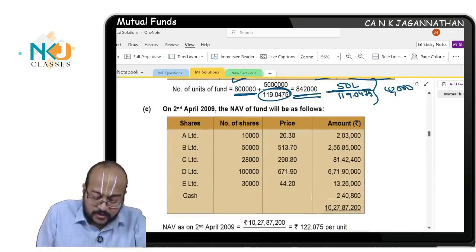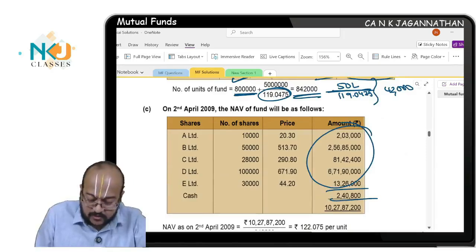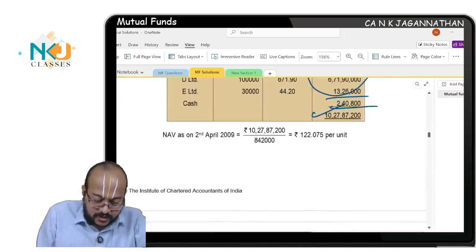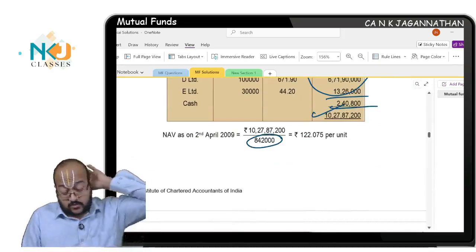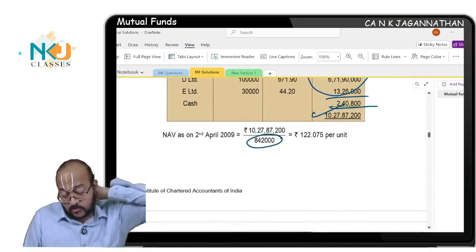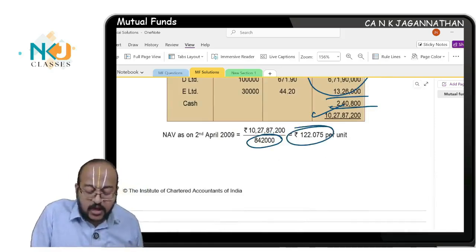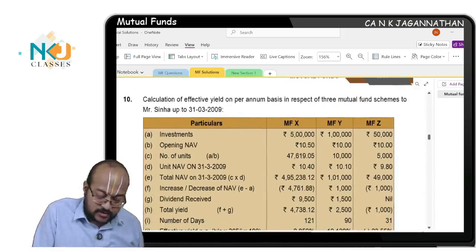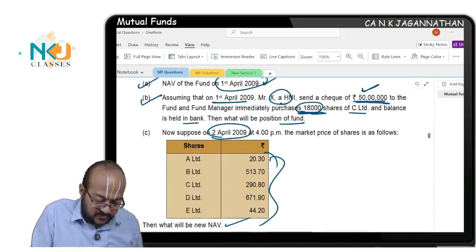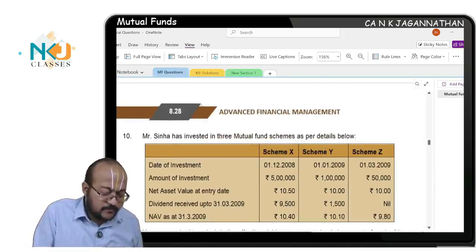Very simple. Calculate the revised amount. Cash will be the same, and this is the total net assets divided by the revised new number of shares. Okay, 42,000 new shares have been issued. That also we will consider and find out NAV as 122.027. Nothing great in this question. Very simple and straightforward question. Ditto same as question number 8.